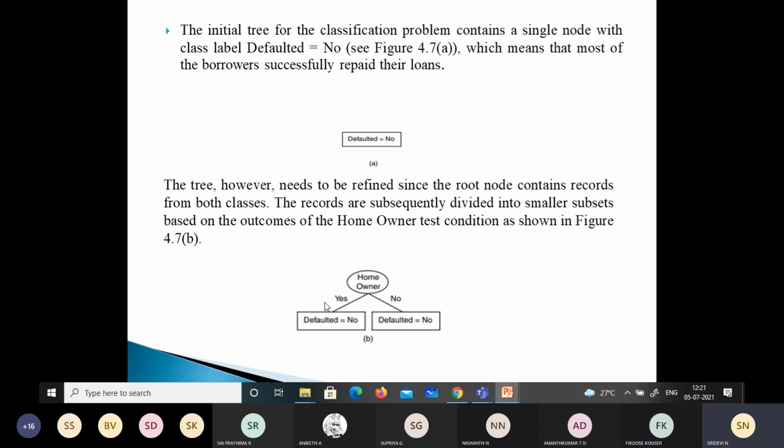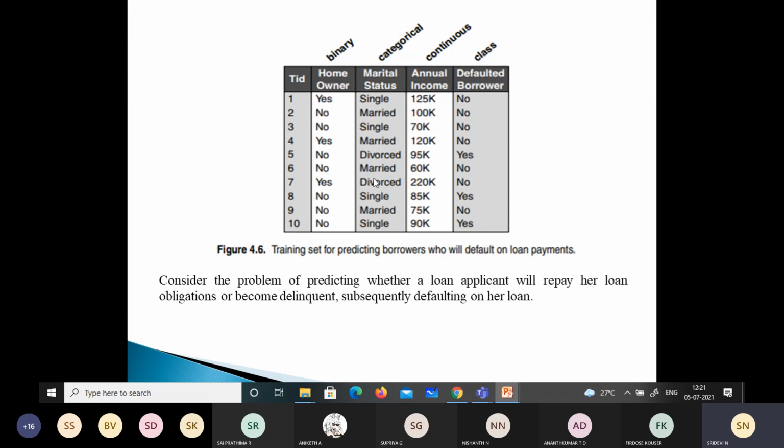Yes. So here we had the records which belong to the same category, homeowner yes and default borrower no. So this becomes a purer subset of yours. We can stop it here. But when it comes to the right child, we have noticed that homeowner is no, default borrower is no. We have one category as such. So 1, 2. Here homeowner is no, but the default borrower is yes.